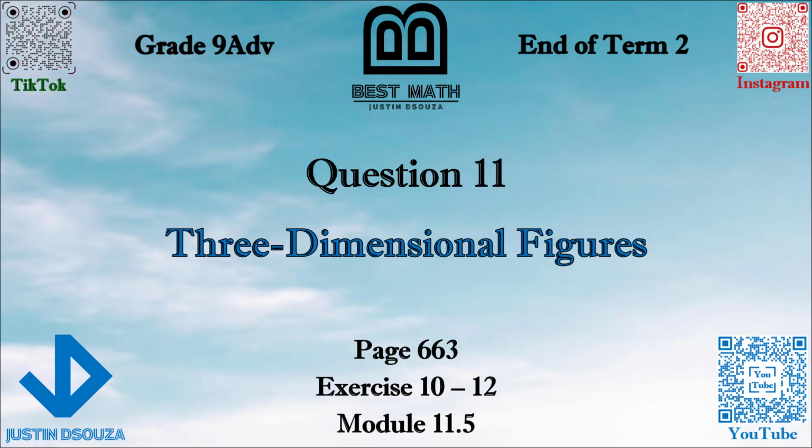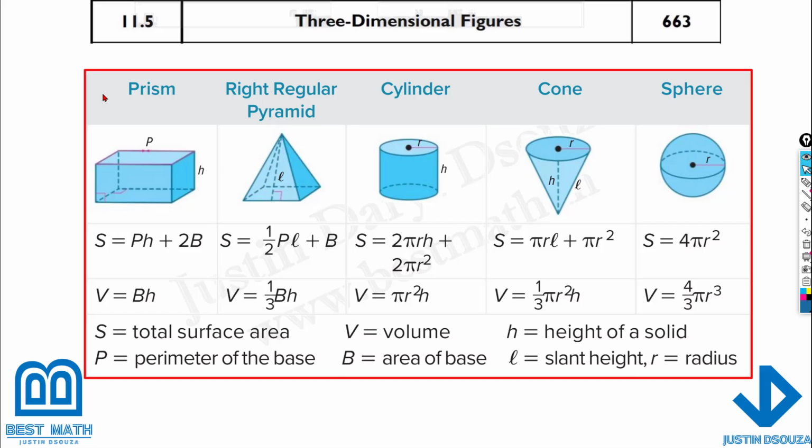Here we will study about three-dimensional figures. We will study how to find their surface area and volume. We have prism, pyramid, cylinder, cone, and sphere. It is very important to remember these formulas, and I'll try my best to simplify as much as possible. You need to know what type of prism it is, whether it's a rectangular prism or a triangular prism. Here we can see it's rectangular.